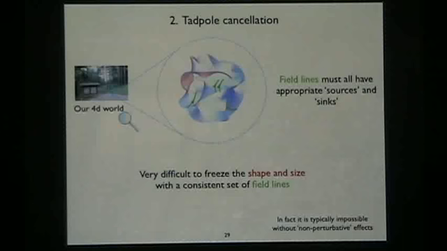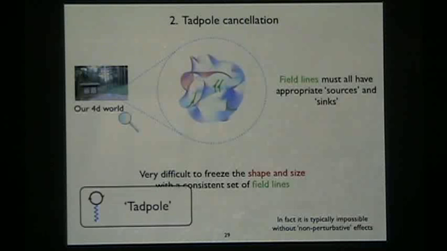Now, you might wonder why this is called tadpole cancellation. I couldn't help myself. I had to draw the figure. There's a Feynman diagram associated with this kind of thing, and the Feynman diagram looks like this. And you look at this and you say, oh, it looks like a tadpole. That's it. I should have drawn a penguin diagram. There's a thing called a penguin diagram that shows up that looks nothing like a penguin. It was one of these things where a guy had a bet that he could use the word penguin in one of his papers. So anyway, it's very difficult to do this, to freeze the shape and size deformations with a consistent set of field lines.